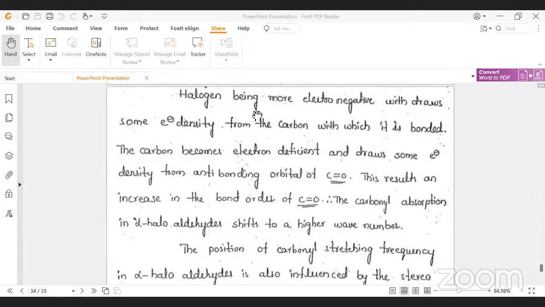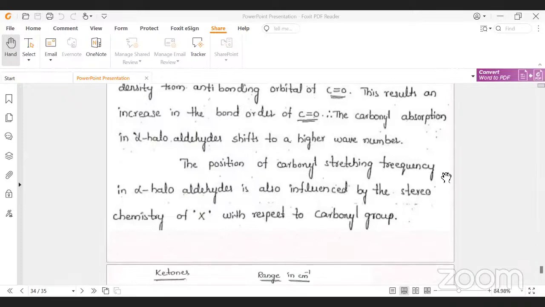Hydrogen, being more electronegative, withdraws some electron density from the carbon to which it is bonded. The carbon becomes electron deficient and draws some electron density from the anti-orbitals of CO. This results in an increase in the CO bond order. Therefore, the absorption in alpha halo compounds shifts to a higher wave number. Where bond order increases, the force constant also increases. If the force constant increases, the bond order also increases.